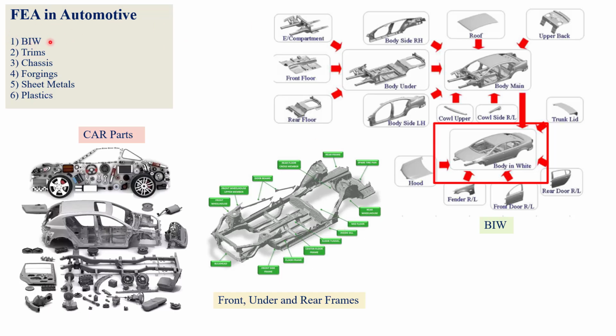So in the automotives we have the different domains: the BIW, trim, chassis, forging, sheet metals, and the plastics. So in this we have a number of components, and for that we need the FEA analysis to predict the behavior, performance, and reliability of the components. Yeah. So in short, if you consider the car parts, you could see a lot of components where we need to do the analysis and predict the component life cycle, as well as the strengths, and whether it is fit to work or it is sustainable or not. That all we need to predict.